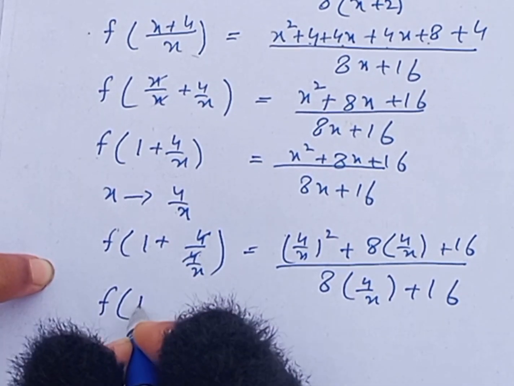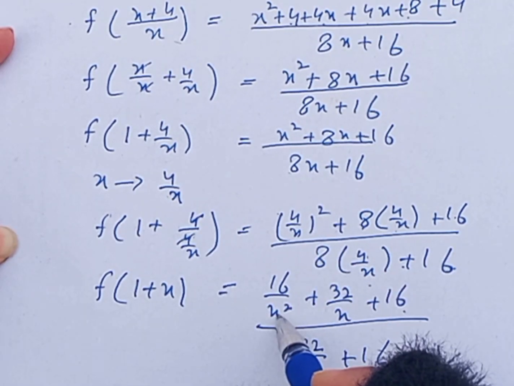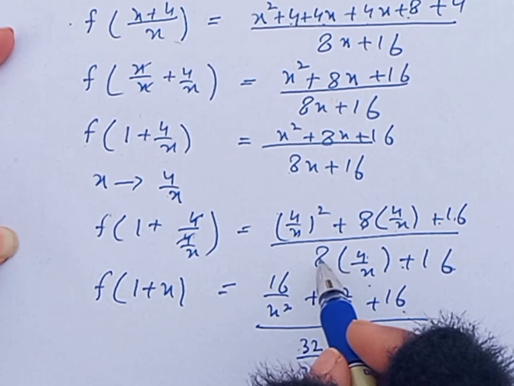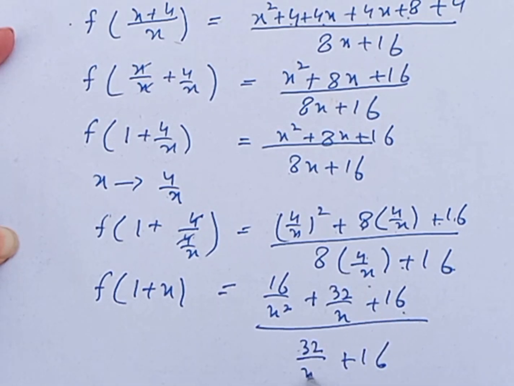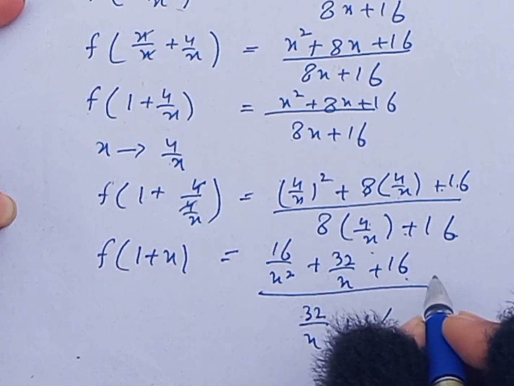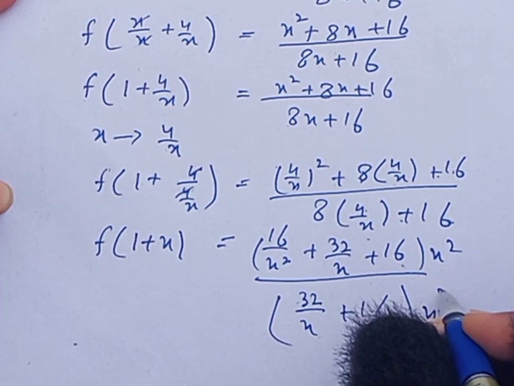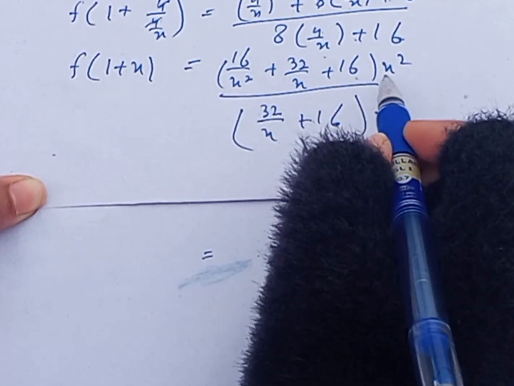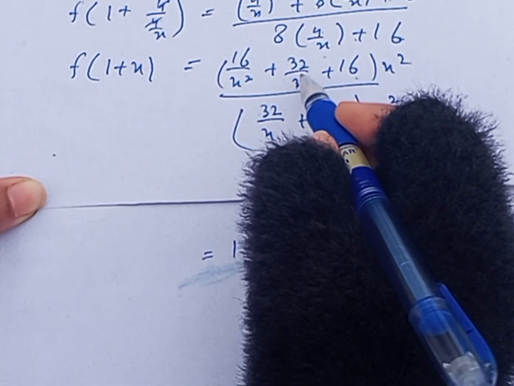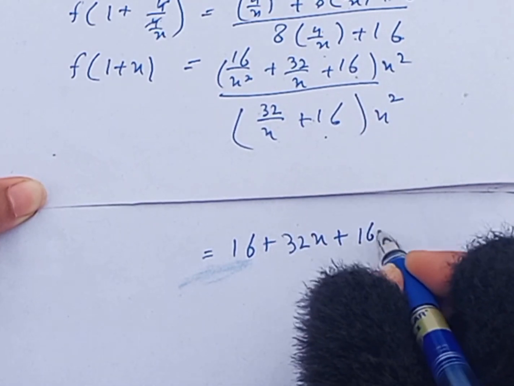So this is 1 plus x, it's equal to (4 over x) whole squared, which is 16 over x squared, and 8 fours are 32 over x plus 16. The denominator: multiply 8 by 4 over x, we get 32 over x plus 16. Now look at the right hand side, we multiply and divide this by x squared over x squared. Multiply 16 over x squared by x squared, we just get 16, plus x squared times 32 over x, we get 32x, plus multiply 16 over x squared, we get 16x squared.